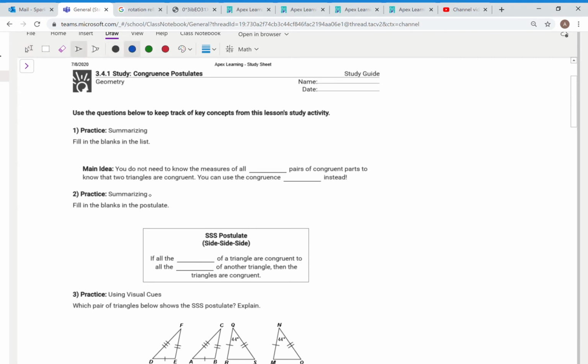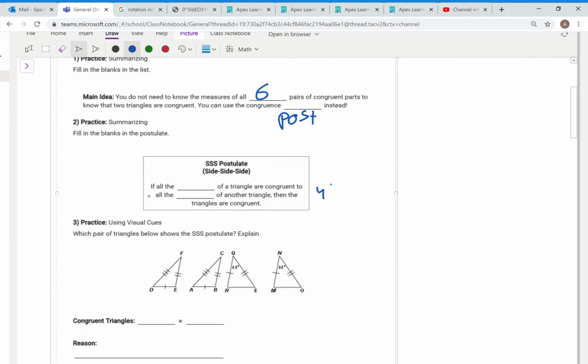The main idea: you don't need to know the measure of all 6 pairs of congruent parts, so the 3 sides and the 3 angles, to know two triangles are congruent. You can use our congruence postulates instead. So what does it look like? Well, here's our first one. These postulates are named by the 3 parts you do need.